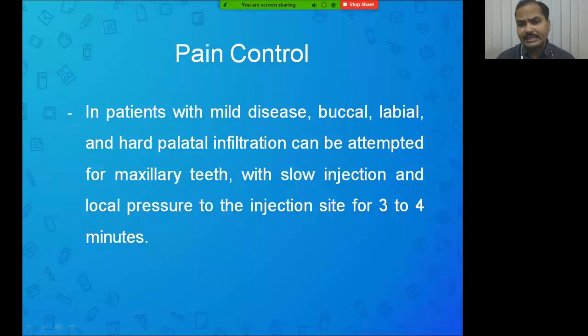In patients with mild disease, buccal, labial, and hard palatal infiltrations can be given for the maxillary teeth with a slow injection technique and local pressure to the injection site for 3 to 4 minutes. Meaning thereby, after infiltration of the area, injecting the local anesthetic agent very slowly, we will apply pressure with a thumb or cotton pellet for 3 to 4 minutes at that site for the anesthetic agent to be absorbed quickly.